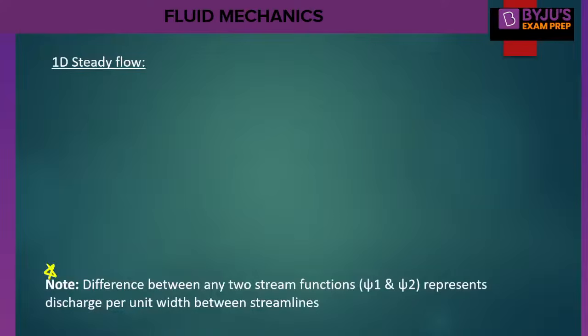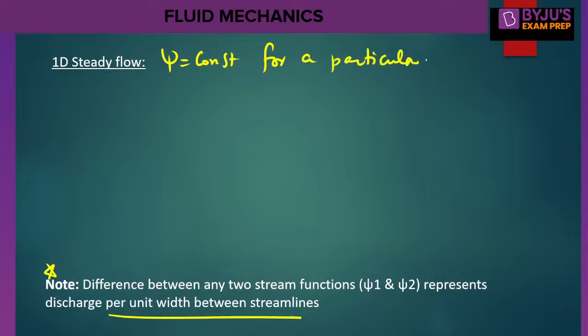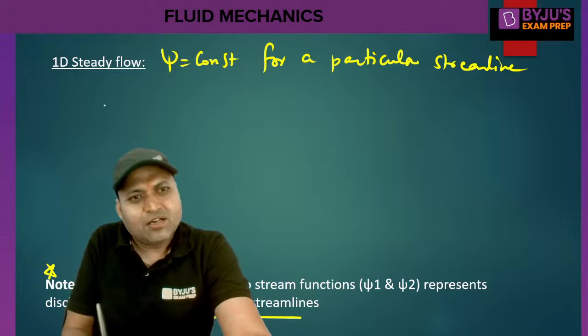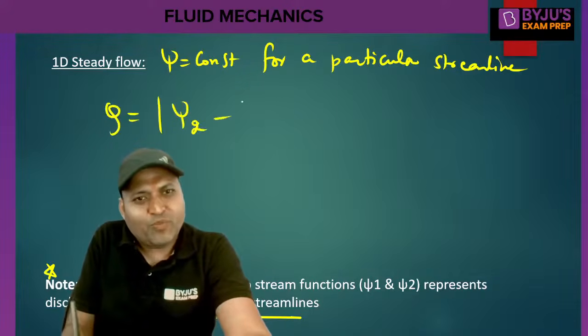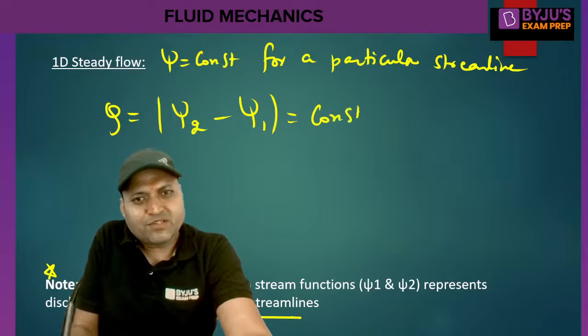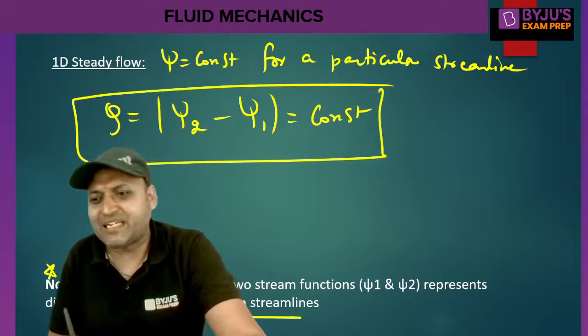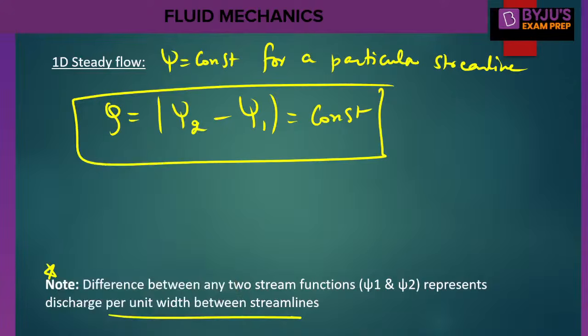Another note is that the difference between any two stream functions psi1 and psi2 represents the discharge per unit width between the streamlines. For one-dimensional steady flow, psi is constant for a particular streamline. So Q is equal to psi2 minus psi1, which is constant. The discharge per unit width between the streamlines is given by the difference between the stream functions.